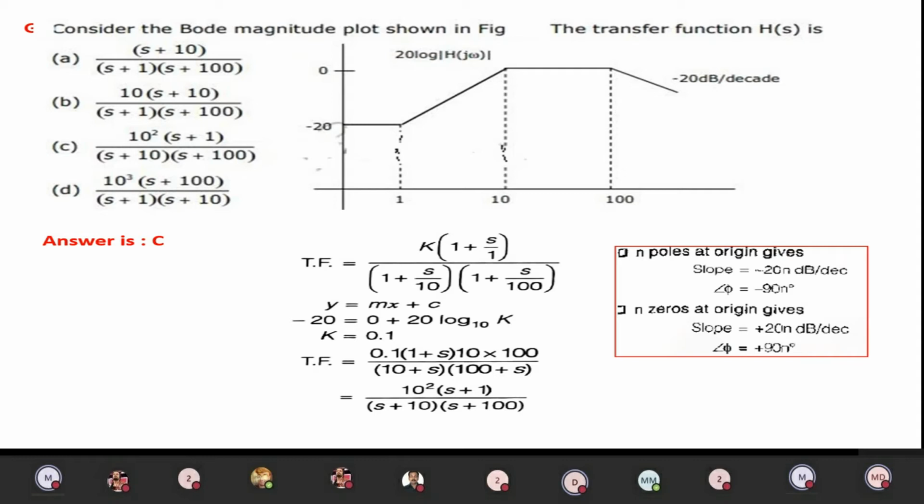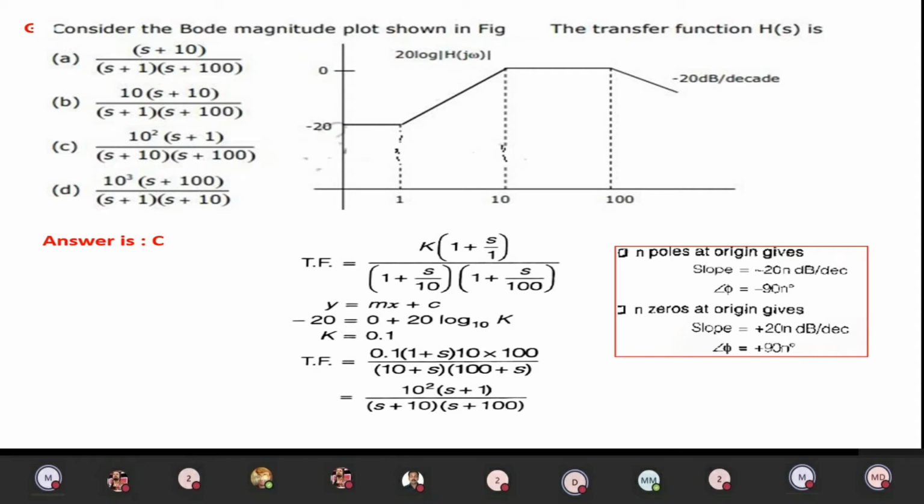Similarly, you can take another slope, that is minus 20. So this is also one pole which will be inserted at a frequency of 100. So 1 plus s divided by 100. This is how you have to write the transfer function. In this you can see the only unknown value is k.